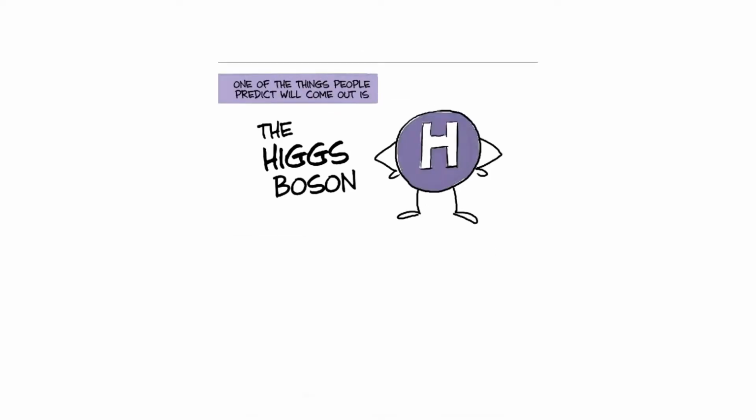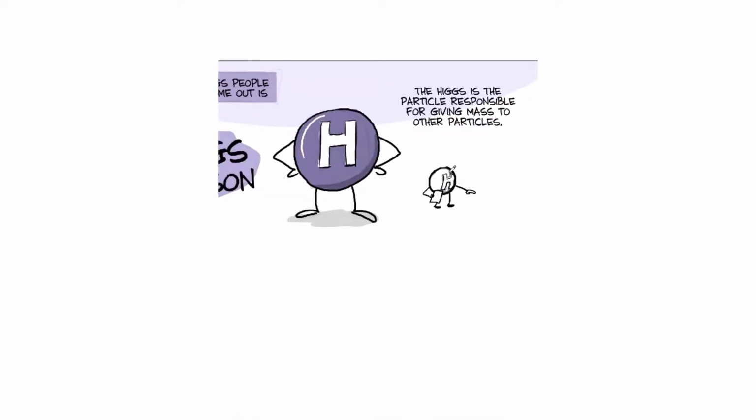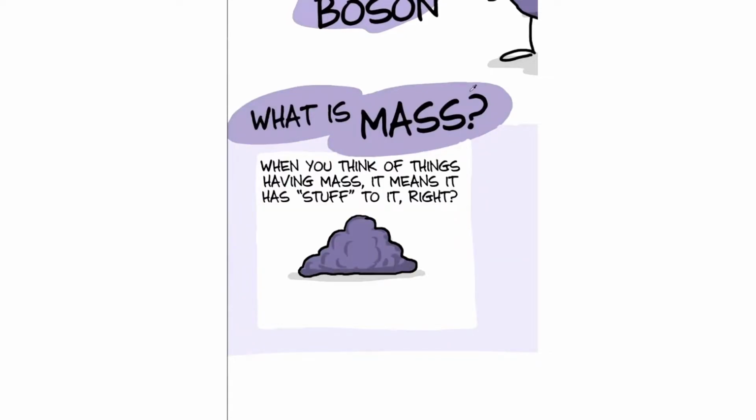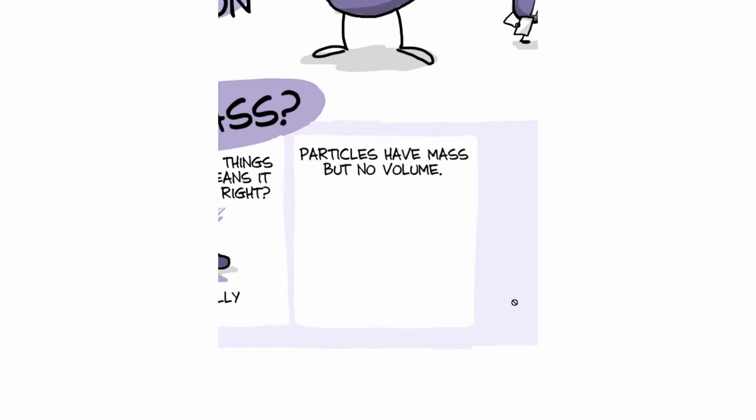Let's hear it again. This is in cartoon form, but this is more scientifically accurate. And so one of the things people predict is the Higgs boson. The idea is that the Higgs boson is the particle that is responsible for giving mass to the other particles. So you think of things that have mass as having stuff to them. It's not actually stuff. Earlier I was saying an electron has mass, but has no volume.